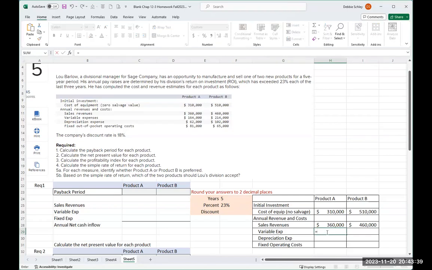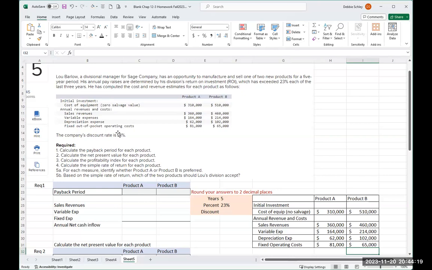Variable expenses are 164,000 for A, 214,000 for B, depreciation expense, 62,000 for A, 102,000 for B, fixed operating out of pocket cost, 81,000 for A, and 65,000 for B. Okay, that was all important stuff that I'll eventually need, I'm sure.